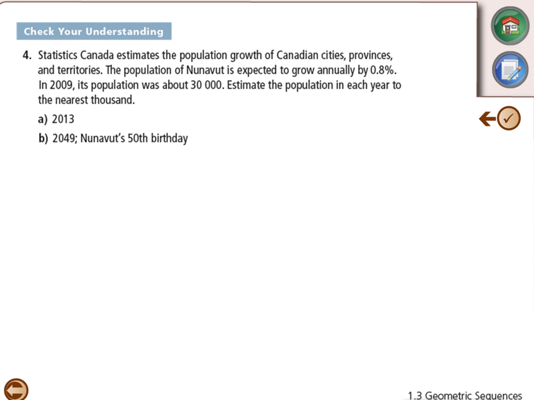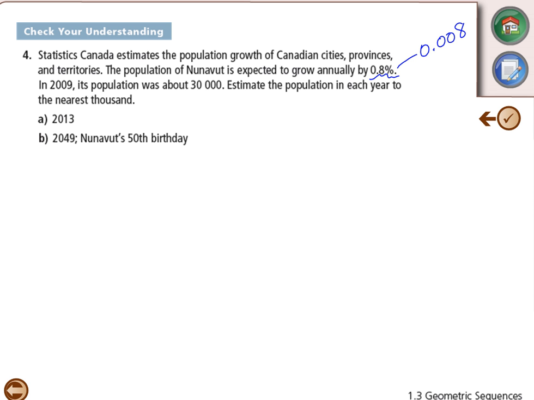Always be careful with questions that are talking about percent, because that's not 0.8 as a decimal. That's 0.8 of a percent, which is actually 0.008. That's 0.8 out of 100 is what it's saying. So be careful with that right off the bat. That's where people are going to make probably the biggest mistake.